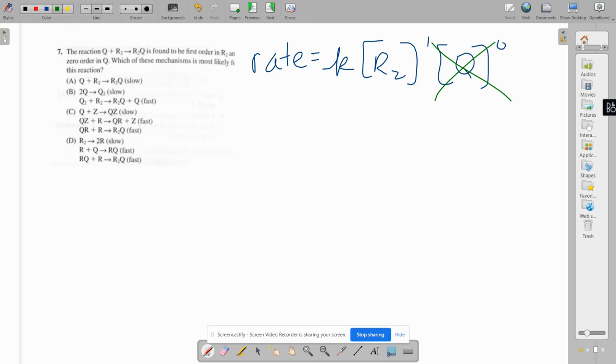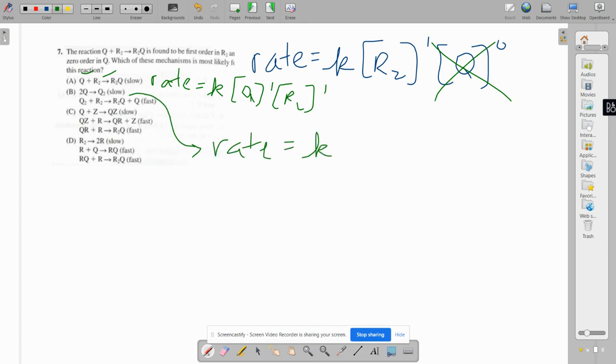Okay, so now it's kind of a matching game. One of the rules with mechanisms is the rate law of the slow step has to match the experimentally determined rate law. So I'm just going to go through each of these mechanisms and write a rate law. For this one, K, Q first, R2 first. Well, that is not a match because it has Q and R2 involved in the rate law of the slow step. Now B, that one does have Q in the rate law, and that's not going to work, and it would be second order in terms of Q, so that is not a match.